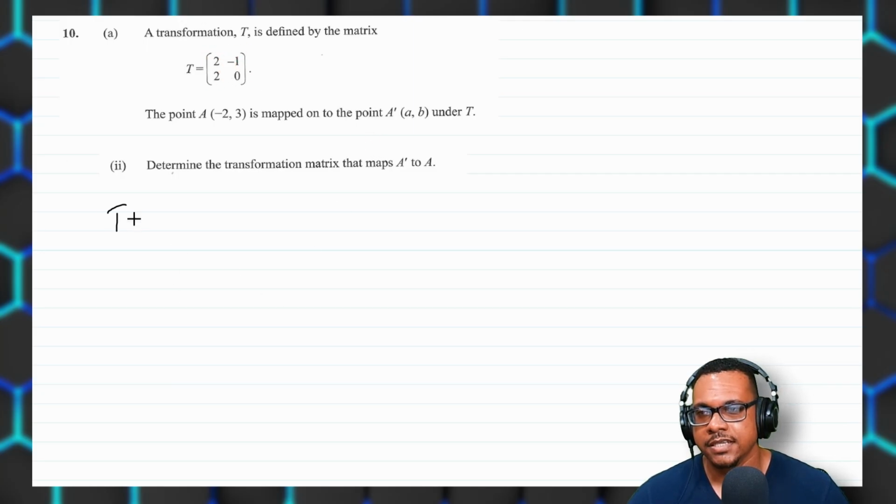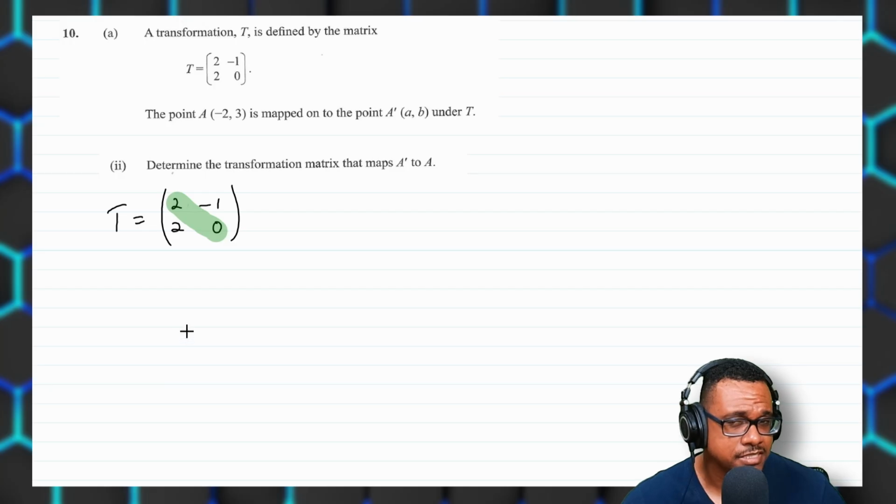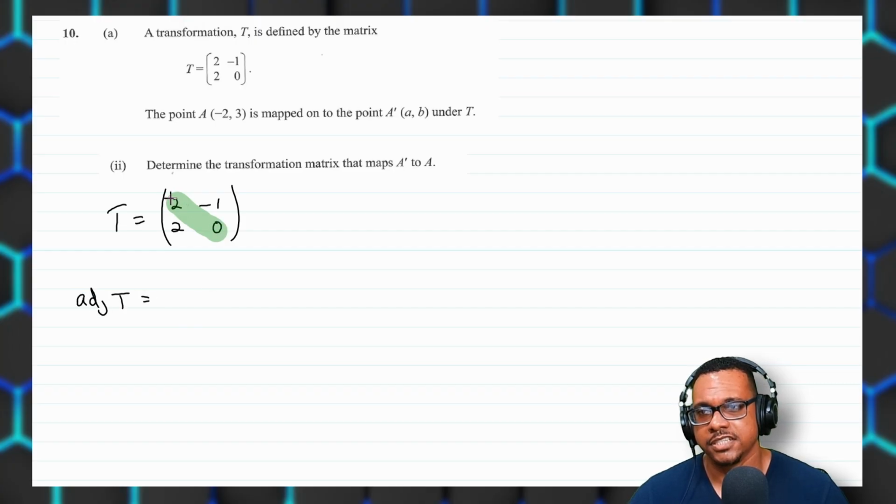So I'm just going to write T here as [2, -1; 2, 0]. I'm going to highlight the leading diagonal. So this here is my leading diagonal. To get the inverse of this matrix, you have to have the adjoint and also the determinant. The adjoint is easy. The adjoint of T is obtained by interchanging the leading diagonal. So you're going to have 0 on top and then the 2 below. Then on the non-leading diagonal, you change the signs. So this -1 turns positive and this 2 will turn negative. So -2 down here and +1 up here.